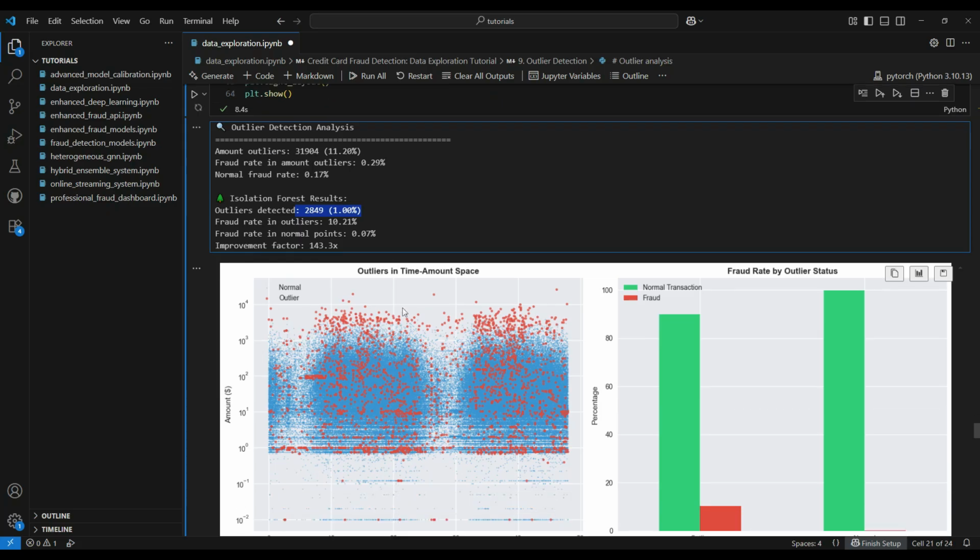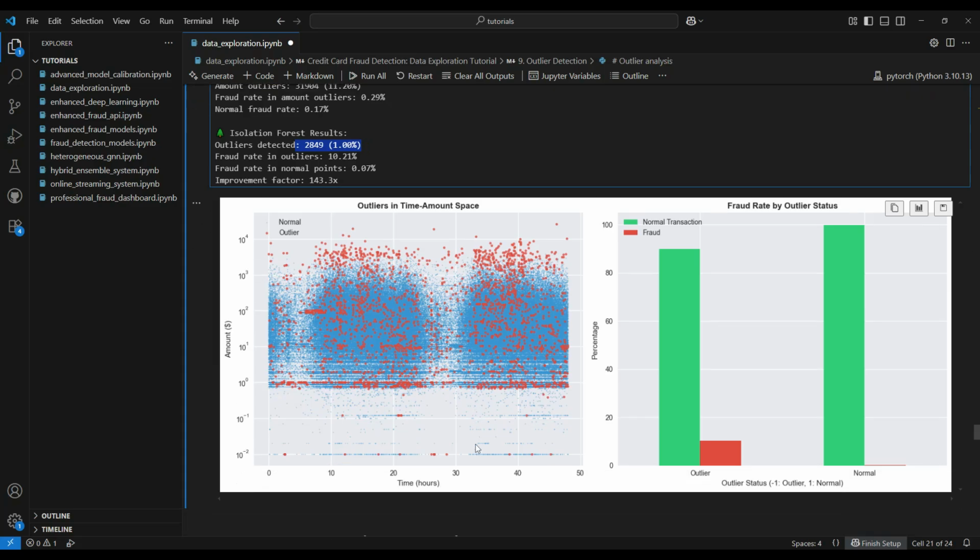The scatter plot shows outliers in the time-amount space. The bar chart compares fraud rates. So what does this tell us? Anomaly detection approaches like isolation forest will be valuable in our ensemble later. Outliers are a strong signal for fraud.